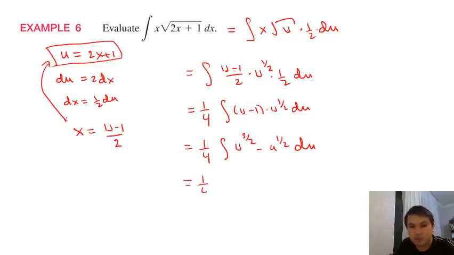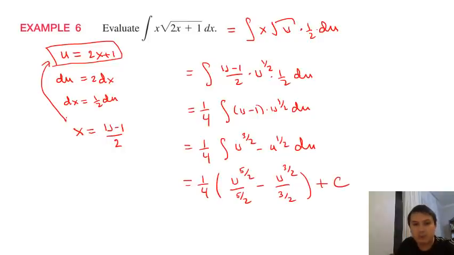Well, 1 over 4 times, what is the antiderivative of u to the 3/2? Well, you increase the degree by 1, which will give me 5 over 2, and then I divide by 5 over 2, minus u to the 1/2. Well, this becomes u to the 3/2. We already did it. Divide by 3/2. Right? Everything is multiplied by 1 over 4, and then we have a constant.